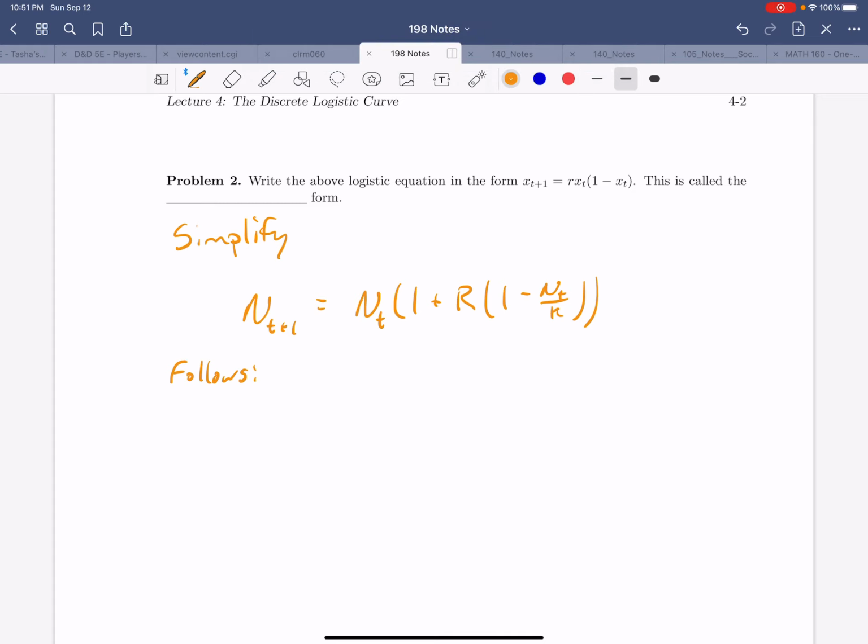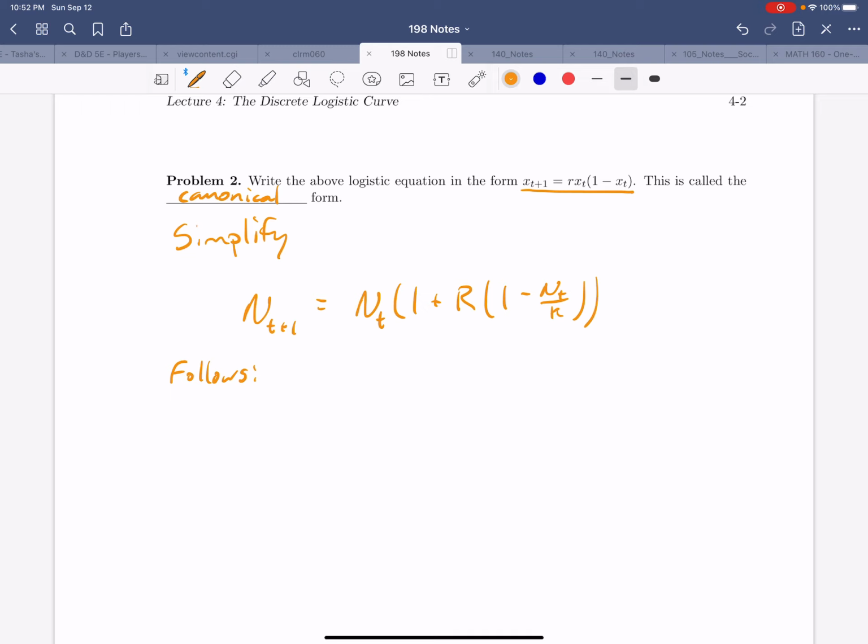Hey everyone, let's derive the canonical form of the discrete logistic equation. Remember, the canonical form means that we're going to write this in this form. So instead of N of t plus 1 and N of t, we're going to have some constants multiplied in. Here's how we're going to simplify.